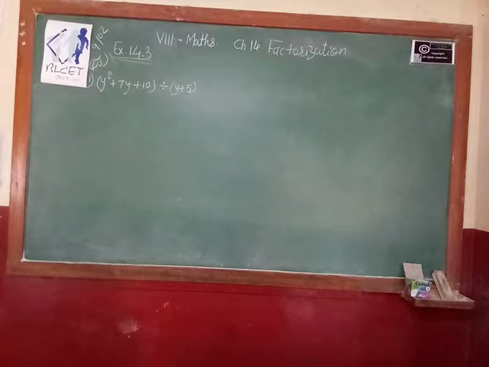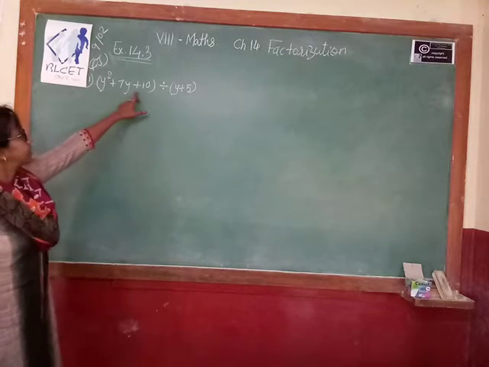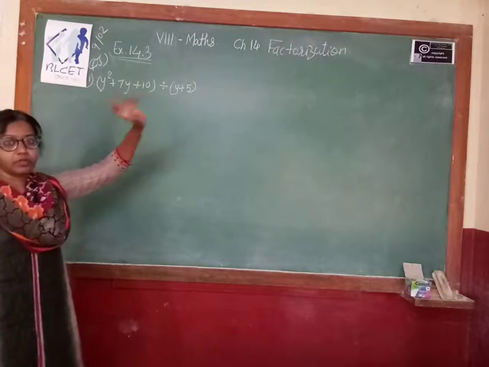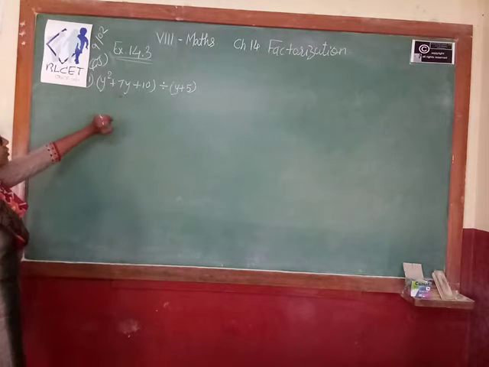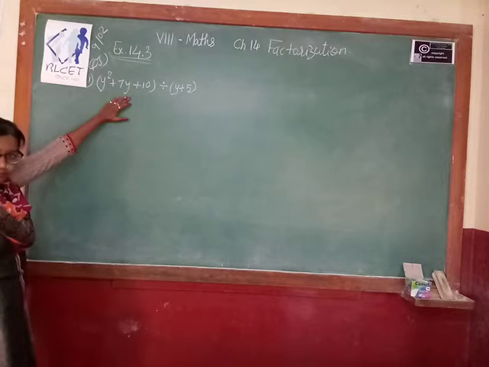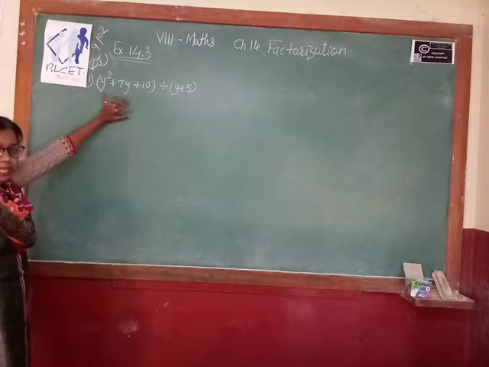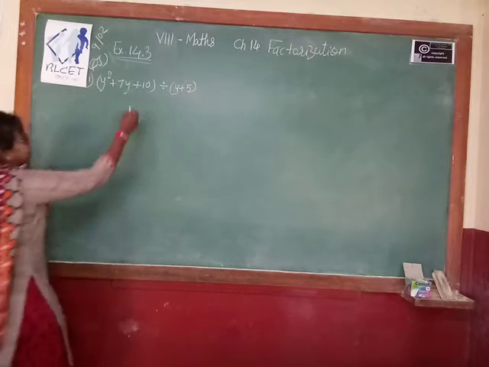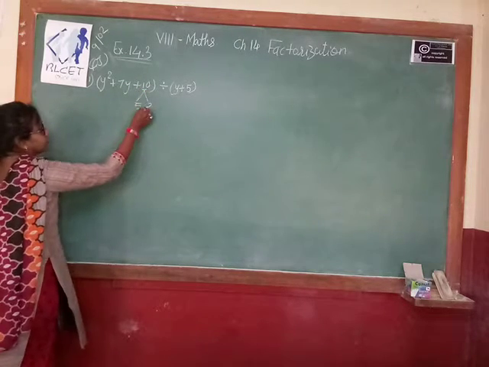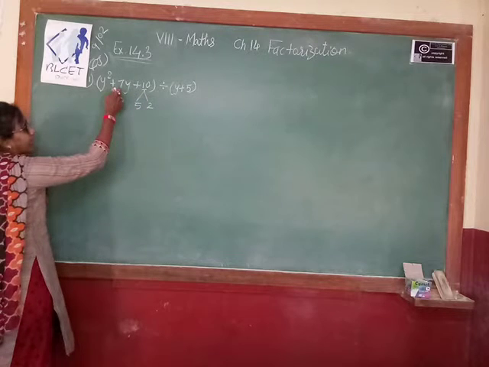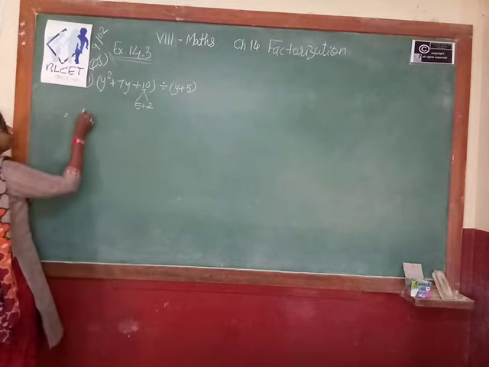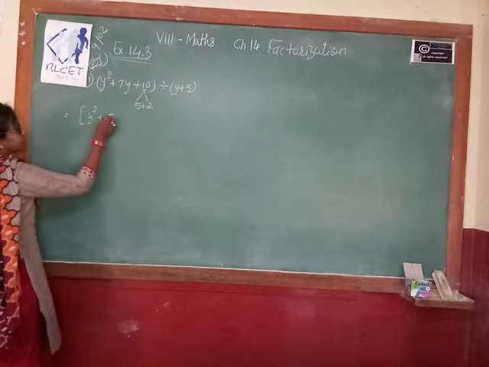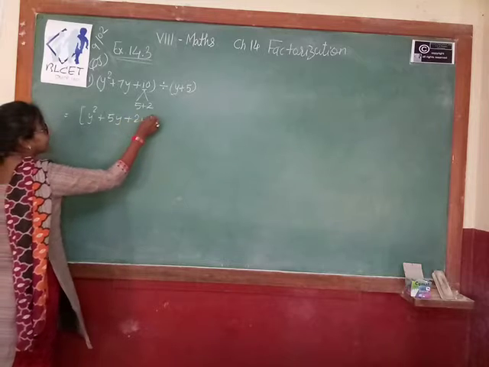See question number 5, first question, division: (y² + 7y + 10) divided by (y + 5). Division means we know that y + 5 is a factor of this term. So we can find the factors first. We can use the (x + a)(x + b) identities for this. For 10, a into b and a plus b: 5 plus 2 will give you 7. So you can write y² + 5y + 2y + 10.